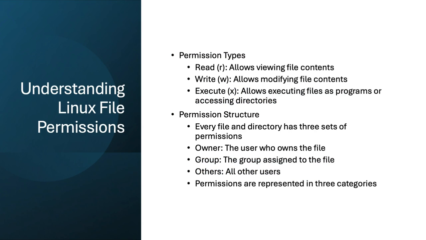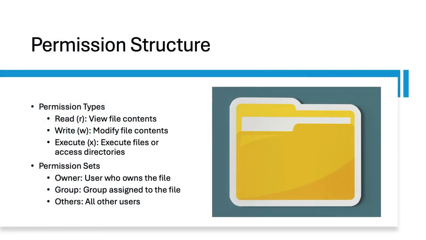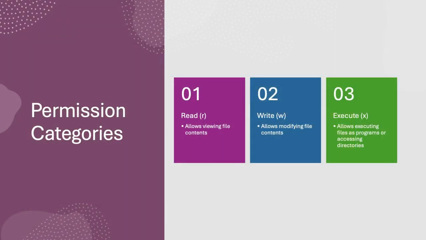Linux file permissions include read, write, and execute. Each file has permissions for the owner, group, and others. File permissions include read, R, for viewing contents, write, W, for modifying contents, and execute, X, for running files or accessing directories.